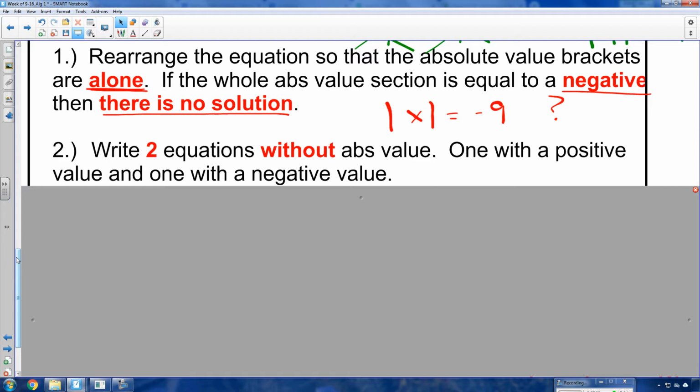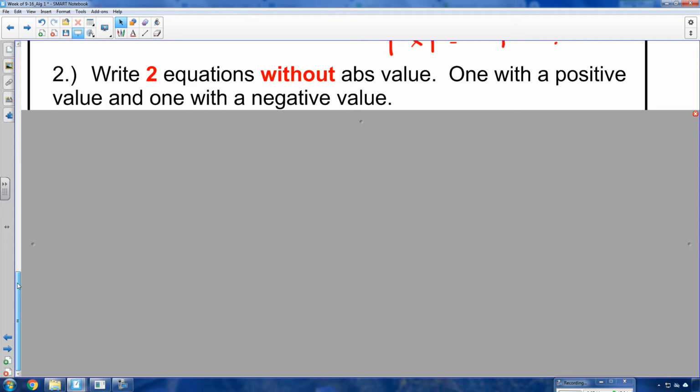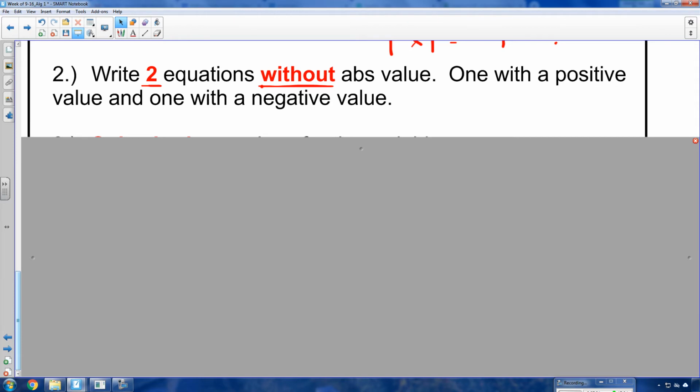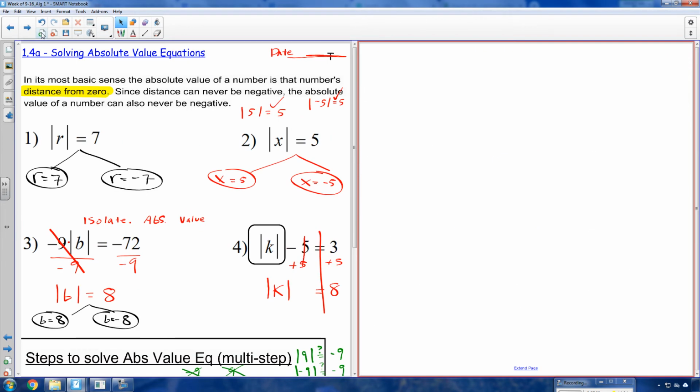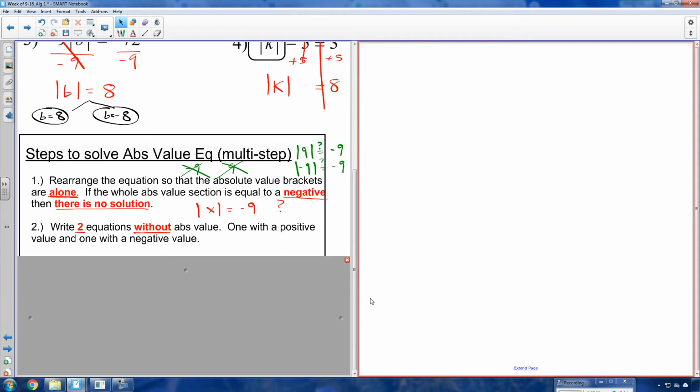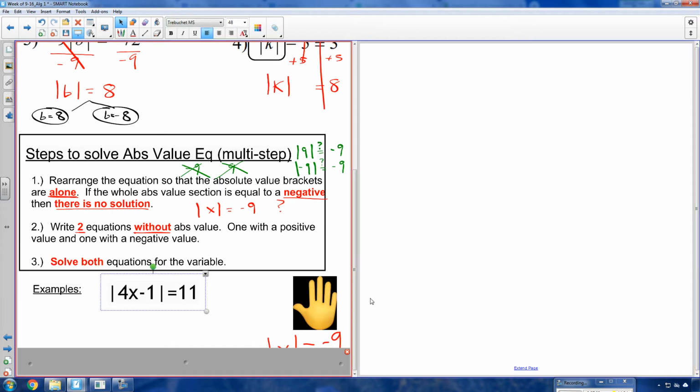We're going to do some problems in just a few seconds. The next thing you want to do is write 2 equations without the absolute value. Please fill that in, okay? Fill in 2 equations without the absolute value, one with a positive and one with a negative value. For right now, I think it might be a good idea to quickly do this out with this problem here. So I'm going to move this problem up here, and we'll see if we can try to do this problem.